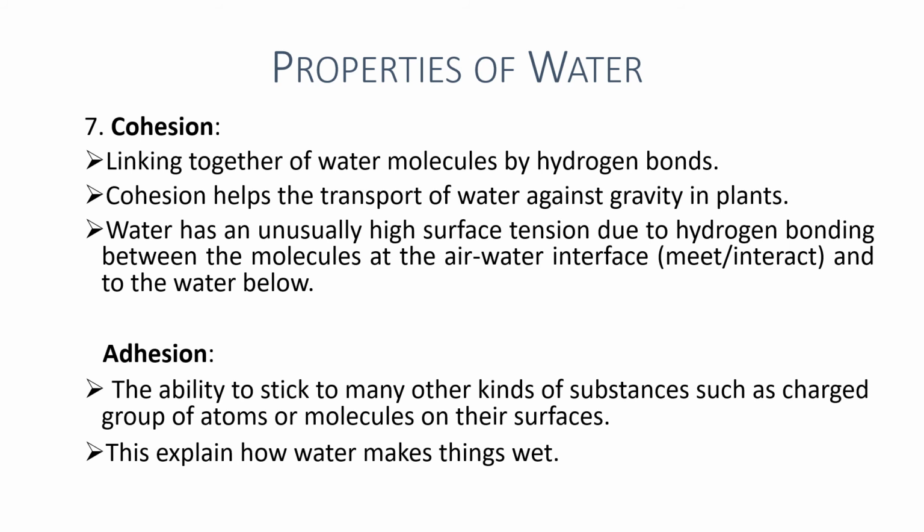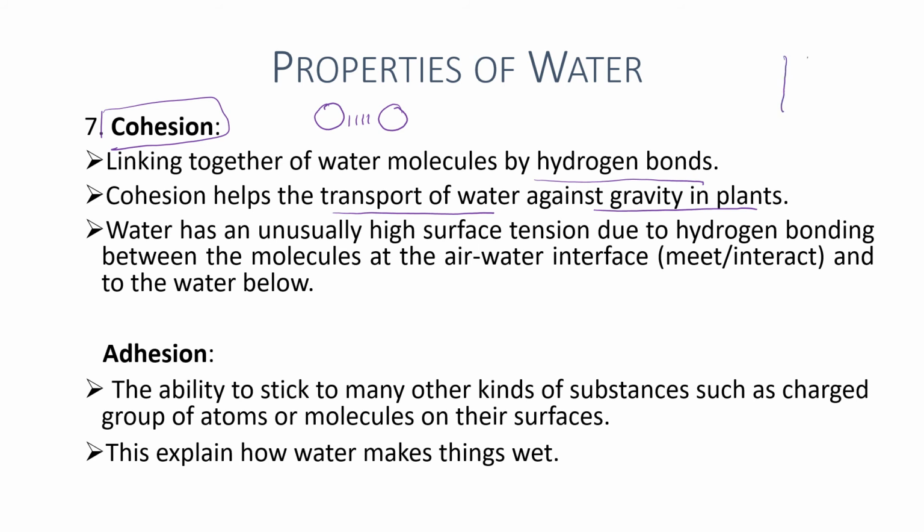The last properties of water are cohesion and adhesion. Cohesion is the linking of water molecules by hydrogen bonds. Basically, cohesion involves the attraction between the same molecule, in this case between one water molecule and another water molecule through the formation of hydrogen bonds. That is cohesion. So cohesion helps the transport of water against gravity in plants.